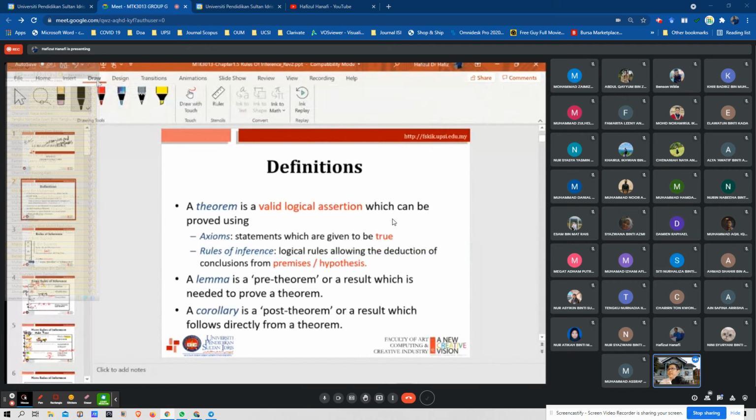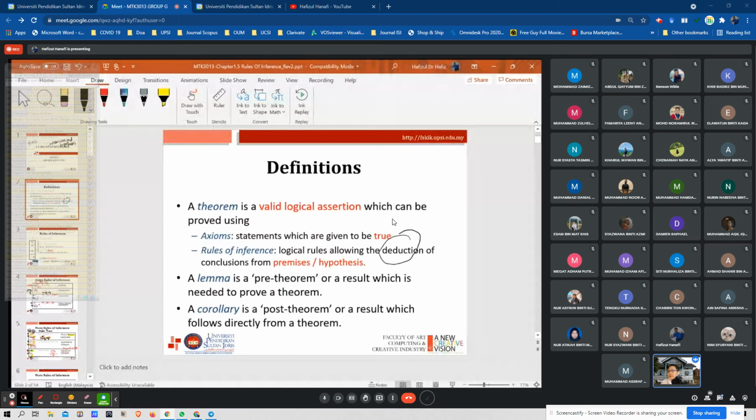Okay, for the definition, a theorem is a valid logical assertion that can be proved by two conditions. First one is axiom, statements which are given to be true, and the second one is a rule of inference. This one is based on the premises or hypotheses that I explained before. This one is deduction. And a lemma is a pre-theorem and a corollary is a post-theorem. This one we have pre and post.